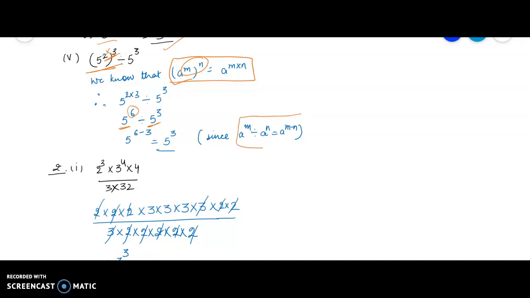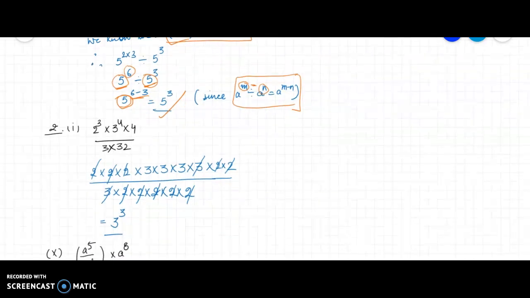Again we know a rule that for division, when the bases are the same, I can subtract their powers, that is m minus n. So here also I am doing the same. 5 is my base for both the numerator as well as the denominator. So I can take 5 as my base and subtract their powers. I'll be getting 5 raised to the power 3.